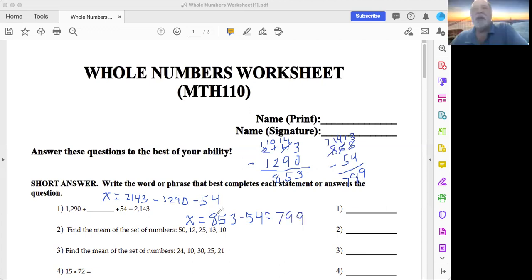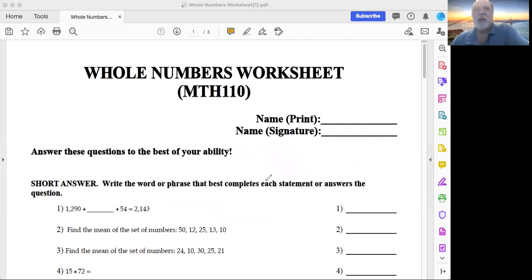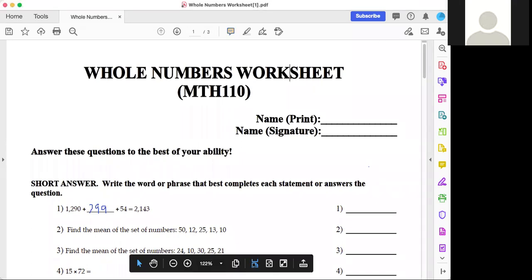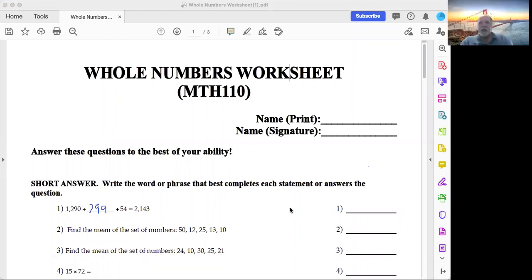Okay. And you can check to see if that's true by going back and putting 799 in the original problem. So if we do that, 1290 plus 799 plus 54 equals 2143. And if you put it in your calculator just to check, we'll see that that's a true statement, right? 1290 plus 799 plus 54. That's 2143. Yes. Okay. So that's how you do those kinds of questions.